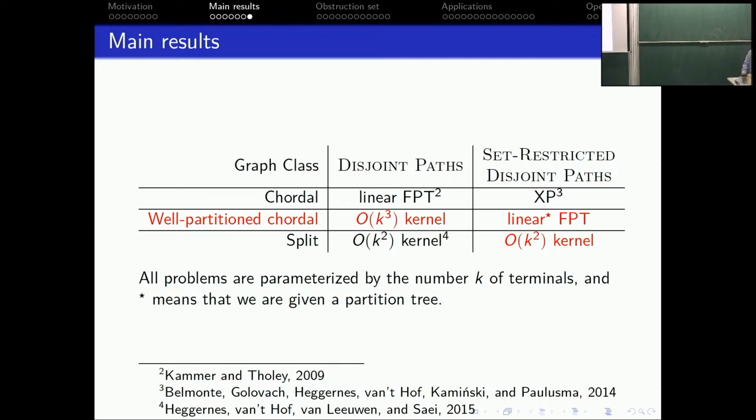So this is a summary of our results on these disjoint paths problems. We show that on well-partitioned chordal graphs Disjoint Paths admits a polynomial kernel, and Set-Restricted Disjoint Paths becomes linear FPT, and we can get a quadratic kernel on split graphs. Here, the star means that when we are given a partition tree, then we can solve it in linear FPT time. Any questions?